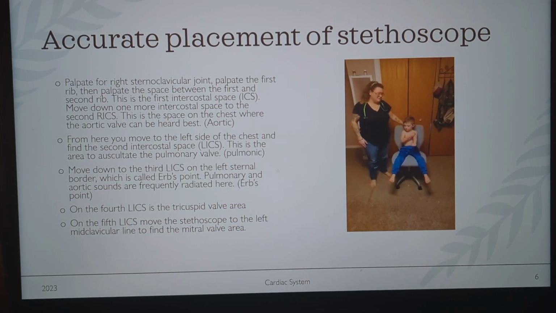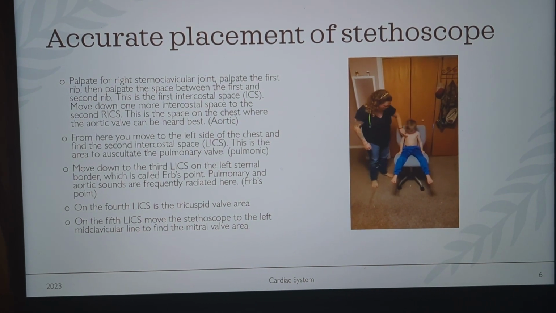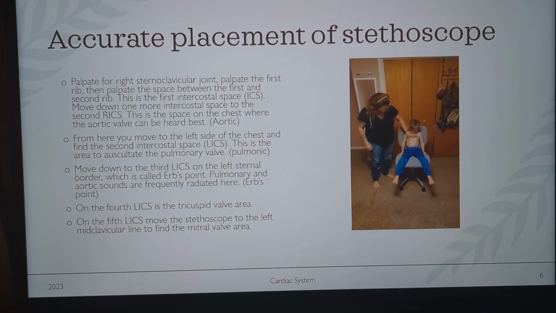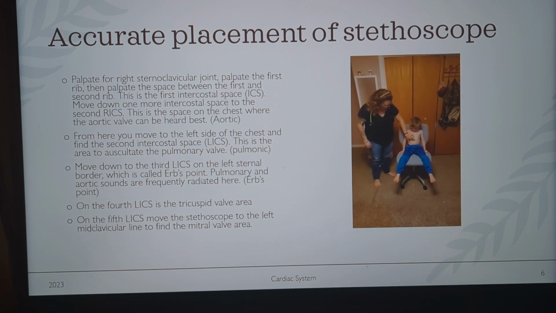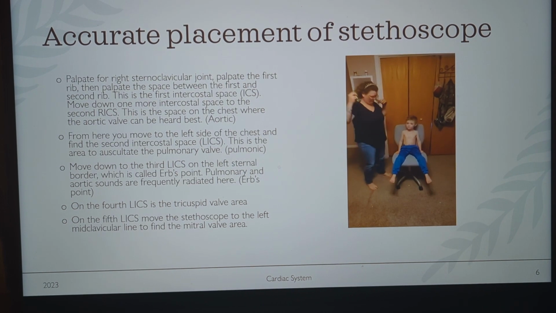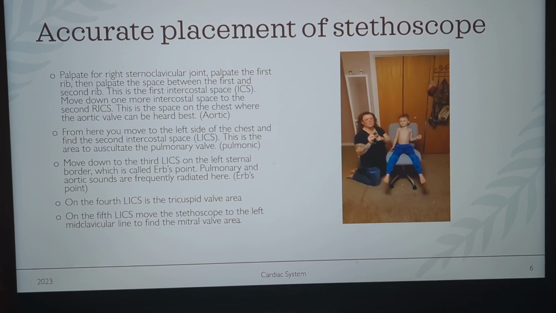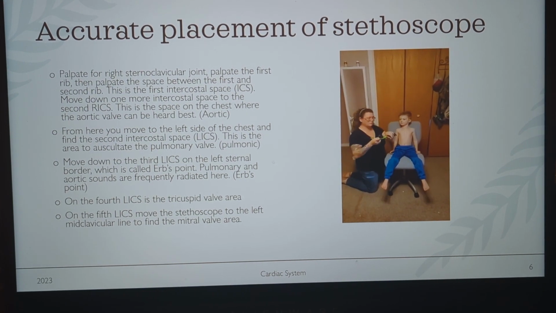So today we're going to be listening to the heart points on the body. So that would be the aortic, pulmonic, Erb's point, tricuspid, and the mitral. You want to use the diaphragm for the higher pitch and the bell for the lower pitch.